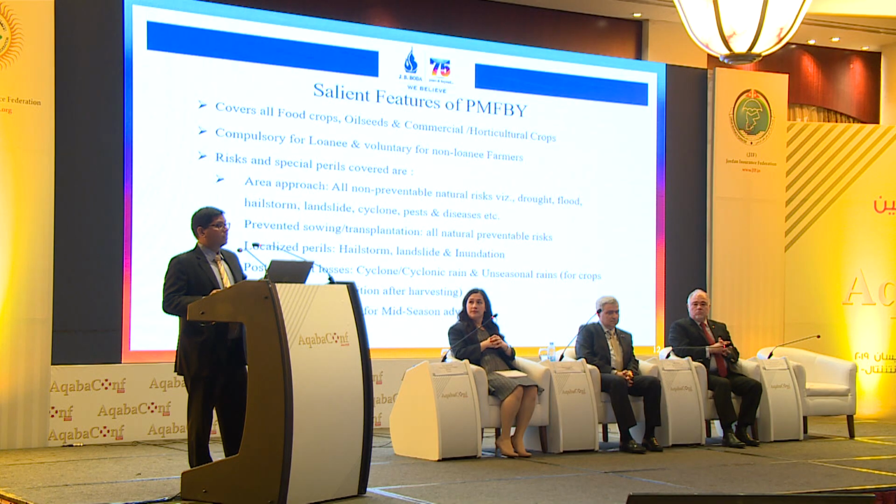The basic perils are based on the area approach. Area approach means that in a certain area, all the farmers will get the same payment. Let's say one crop is rice, and one farmer has cultivated 1 hectare of land. In that particular area, all the farmers who have the same 1 hectare of land will get the same payout. The basic perils covered are drought, flood, hailstorm, cyclone, pest and disease. These are the basic perils covered in any crop insurance.